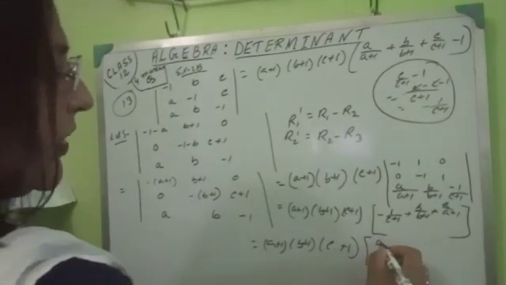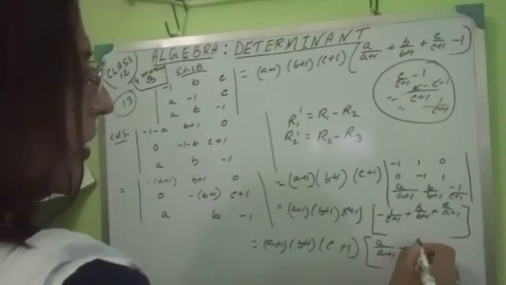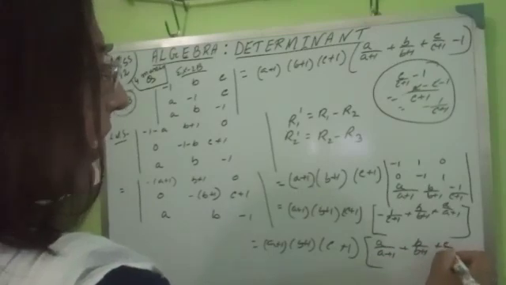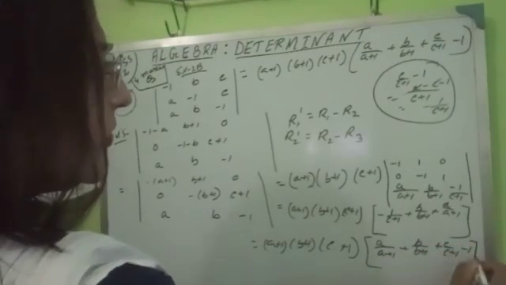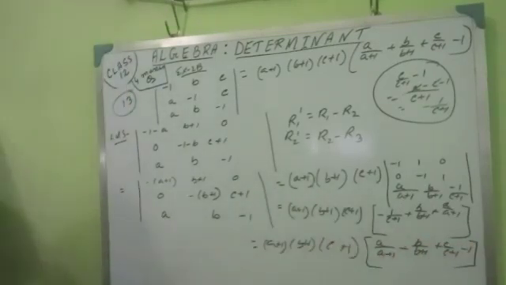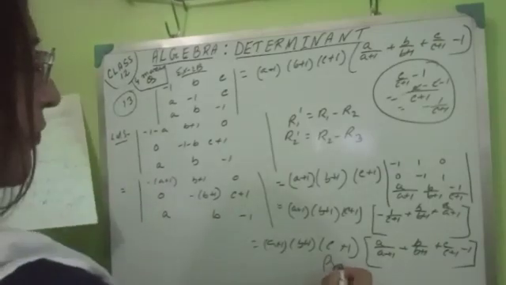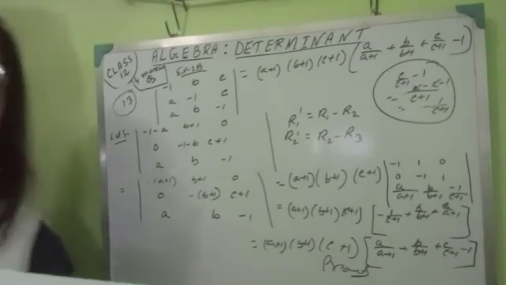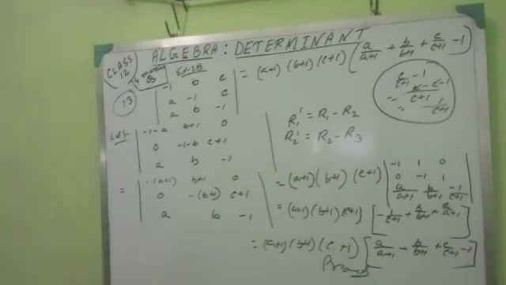Okay, then what we will get? A by a plus 1, b by b plus 1, plus c by c plus 1 minus 1. Okay, so this only we have to prove. Next sum number 15.